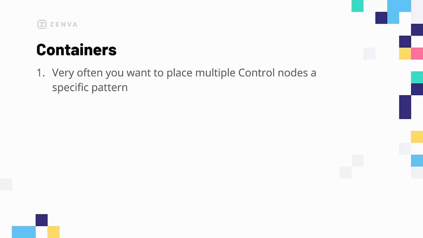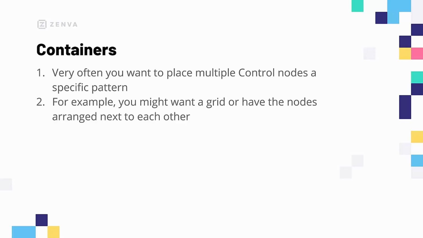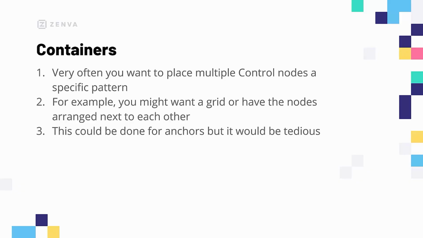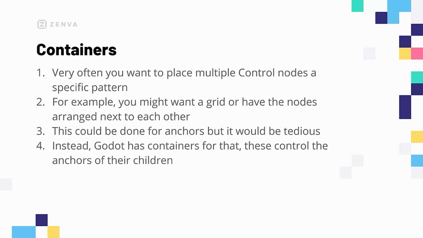Very often, you want to place multiple control nodes in a specific pattern. For example, you might want to have a grid or have nodes that are right next to each other. To get that kind of layout, you could work with anchors, but it would be really tedious. To avoid all of that work, Godot has containers. These are controlling the anchors of their children and arrange them in specific ways. For example, we have an HBox container and a grid container. The HBox container places nodes right next to each other. A grid container gives you a grid.